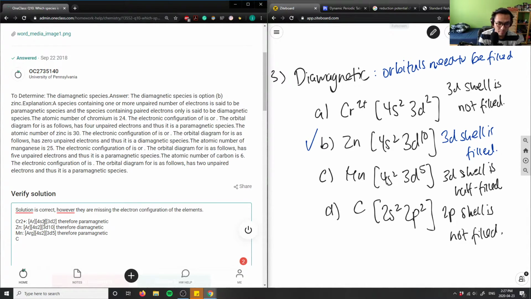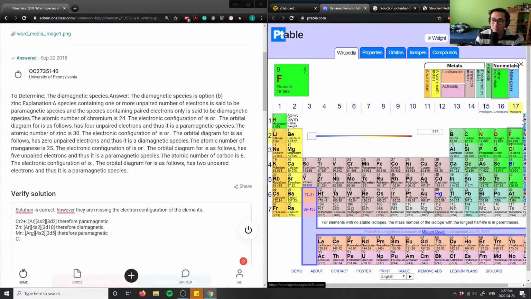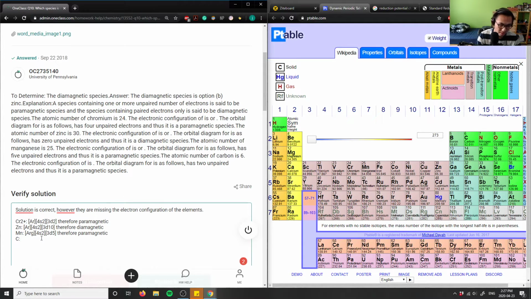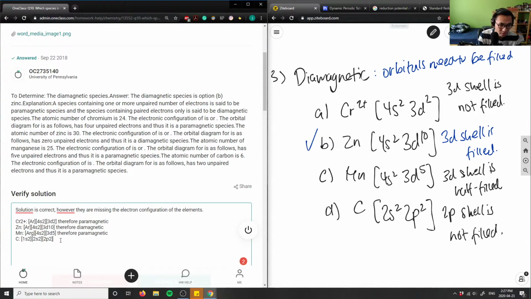And then finally, carbon here has 2s2, which would be helium core, or I could write out 1s2, 2s2, then 2p2. 2p2 would be our last orbital here. Therefore, this would be paramagnetic.